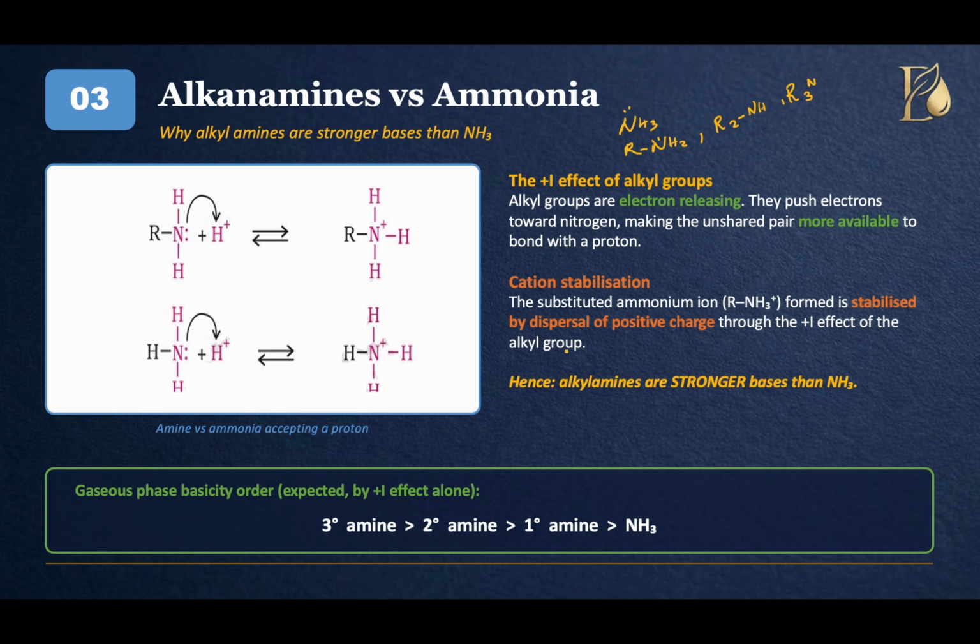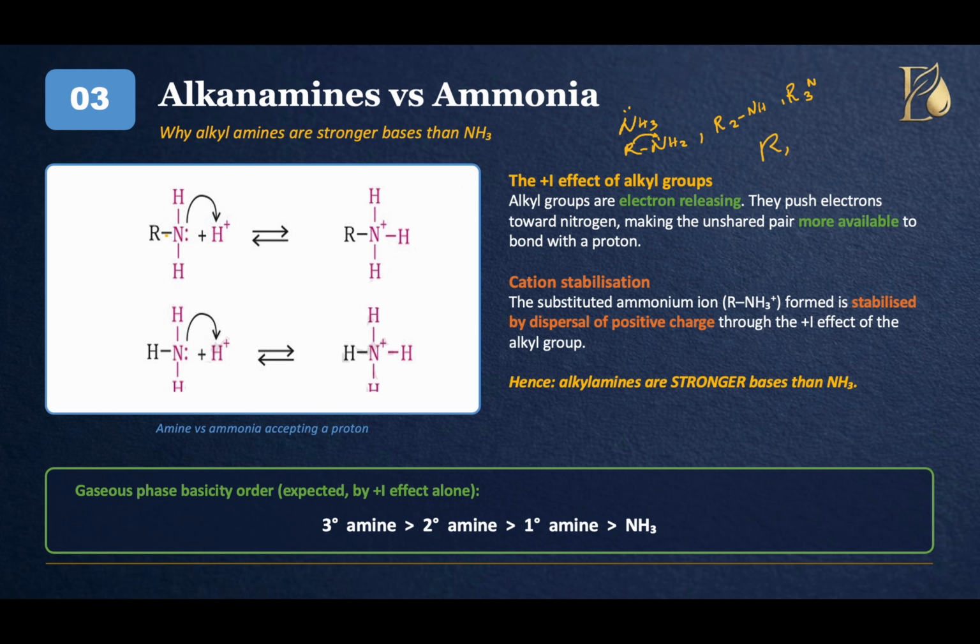We know that alkyl groups show a positive inductive effect, also known as the plus I effect. It means alkyl groups donate electron density towards the nitrogen atom. So here it can donate electrons to the nitrogen atom. What will happen as a result of this? As the electron density of the nitrogen atom increases, the lone pair becomes more available for donation to a proton. Because of this, alkyl amines can accept protons more easily than ammonia. Therefore, alkyl amines are generally stronger bases than ammonia.